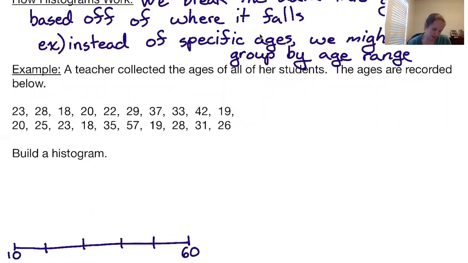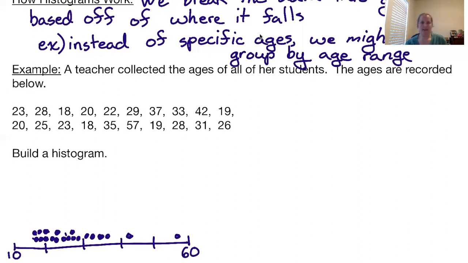So we had a 23, 28, 18, 20, 22, 29, 37, 33, 42, 19, 20, 25, 23, 18, 35, 57, 19, 28, 31, and 26.